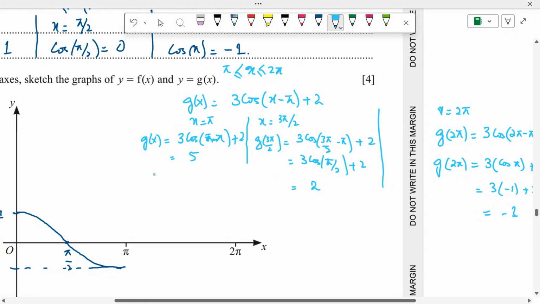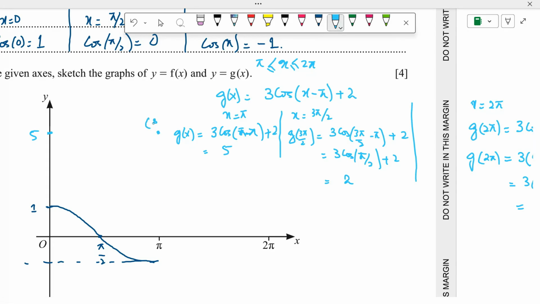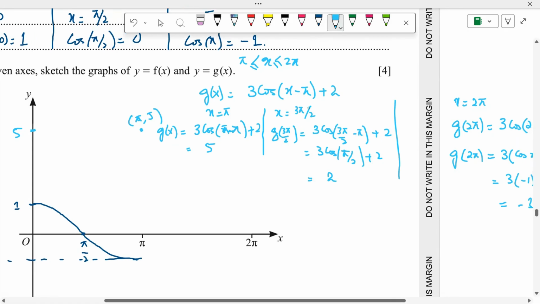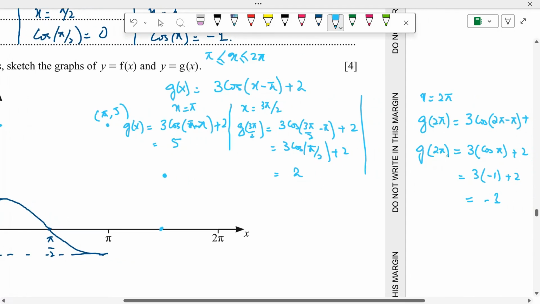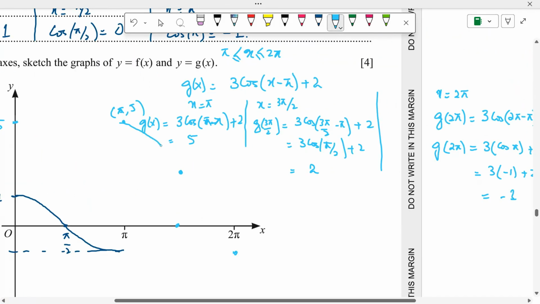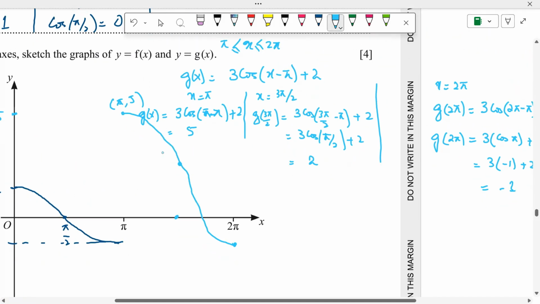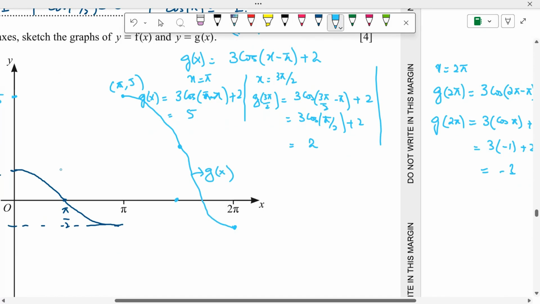So we have 3 points. For example, this is 5. When x is equal to pi, we will have g of x equals 5, so this one is pi and 5. When x is equal to 3 pi by 2 in the middle, we will have g of x equals 2, this one is 2. And when x is equal to 2 pi, we will have g of x equals negative 1, so this one is negative 1. So this is the graph of g of x.